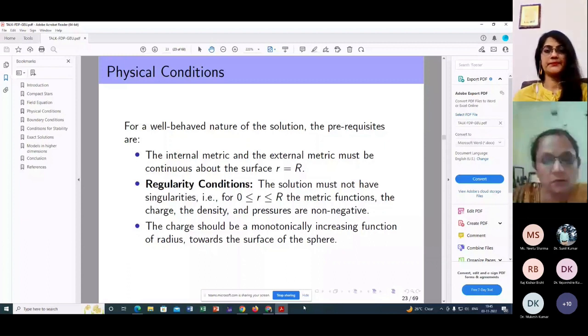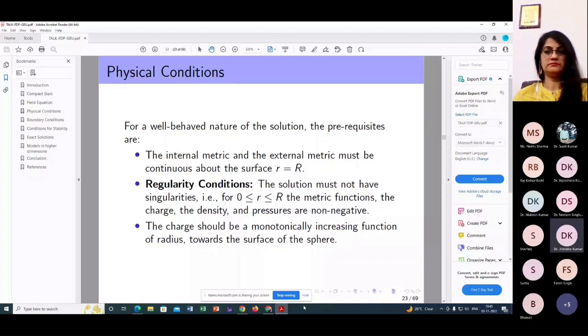So the first condition is that the internal metric and the external metric must be continuous over the surface. The internal metric is equation number 1 that we have considered, and we match this metric with a known metric. Then we can take the Reissner-Nordström metric, as well as the Schwarzschild metric. So we equate the coefficients at r equal to R.